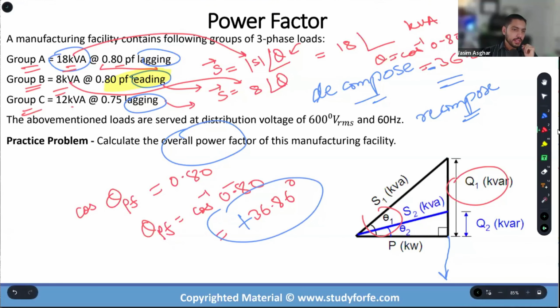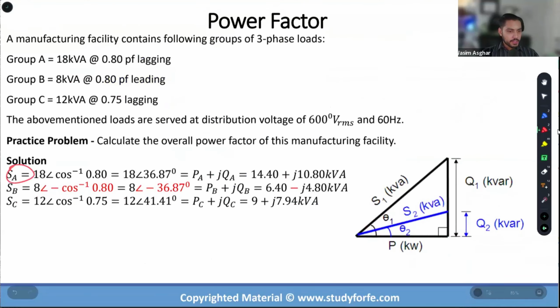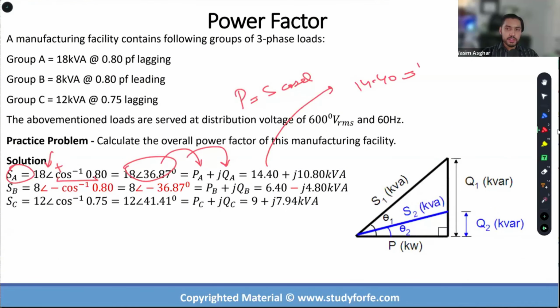Similarly, 18 kVA we can decompose. This is lagging, so it's going to be a positive angle. The question is asking for the overall power factor of this manufacturing facility. So I have SA, 18, a positive sign because it's lagging, and that gives me this. Then I can break it up into its real and imaginary components, with P equal to S times cosine theta. So this 14.40 is 18 times cosine of 36.87. And this guy is equal to 18 times sine of 36.87.